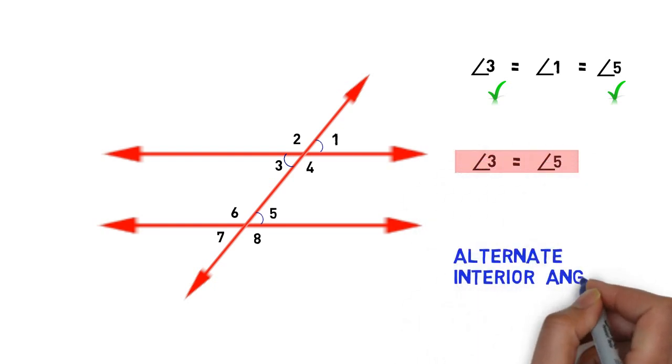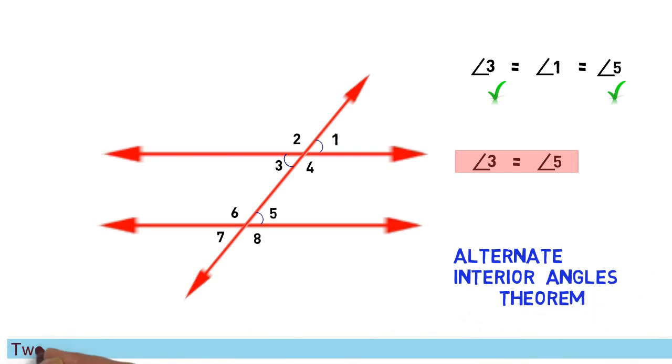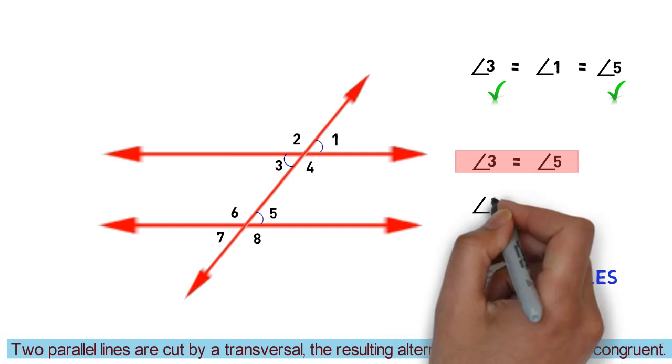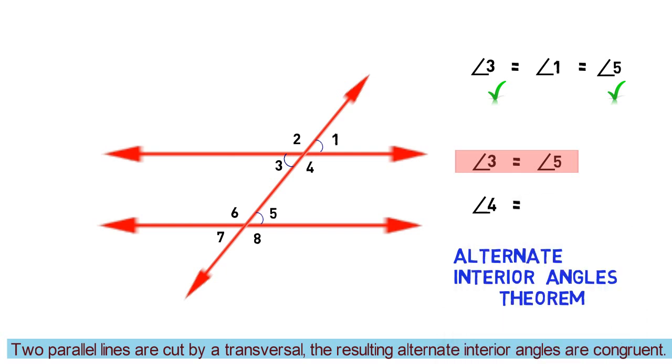So by definition, two parallel lines are cut by a transversal. In that case, the resulting alternate interior angles are congruent. Similarly, I can say that angle 4 is equal to angle 6.